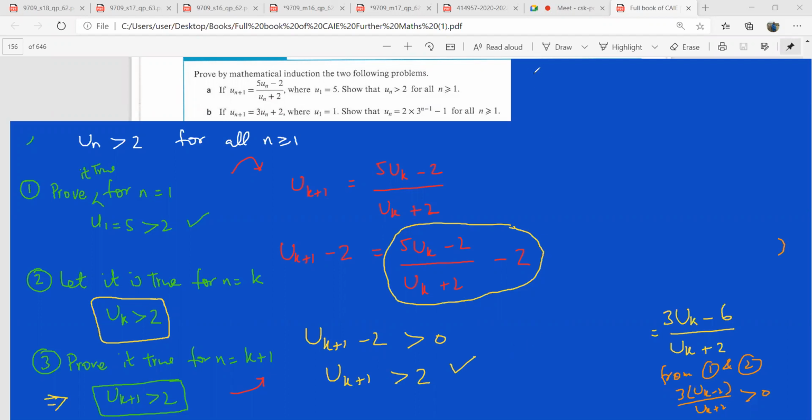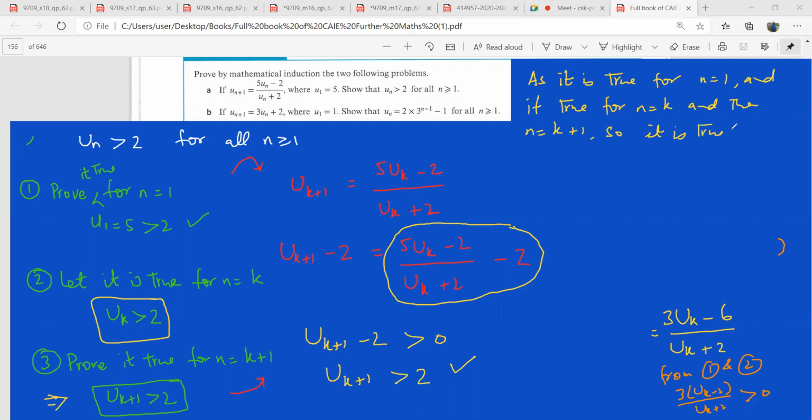So we are going to say that as it is true for n equal to 1, and if true for n equal to k, then true for n equal to k plus 1, so it is true for all n greater than or equal to 1. So that is how we prove this.